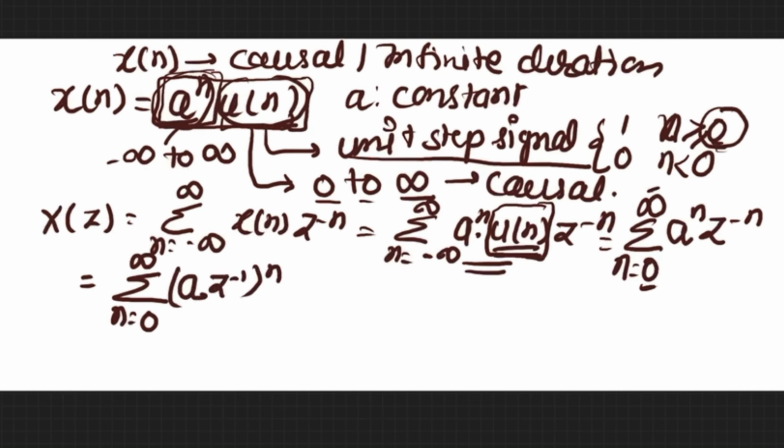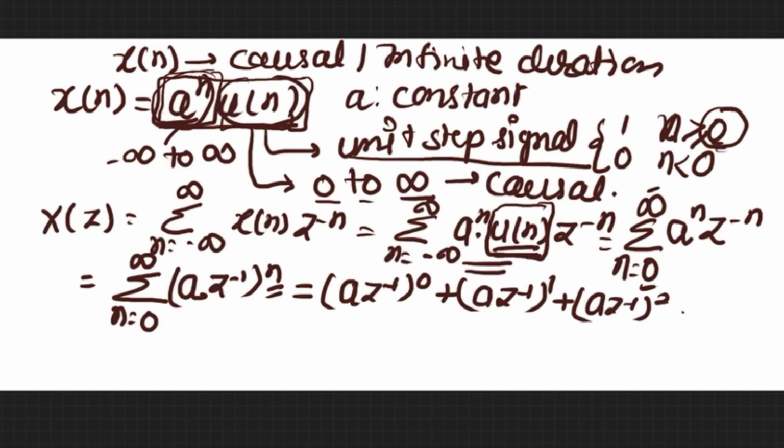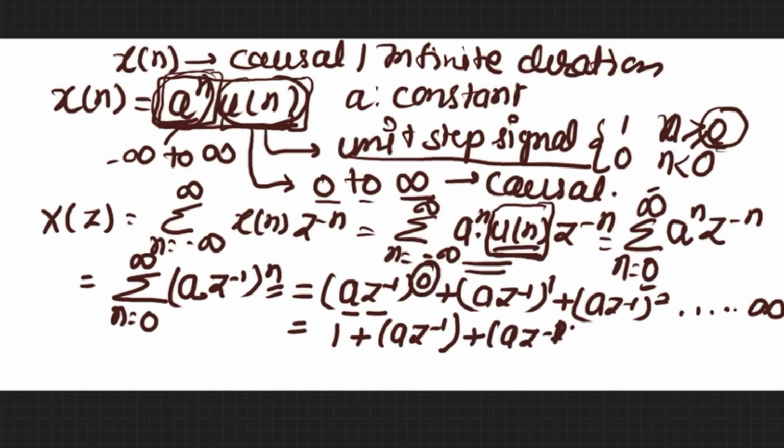Now, if we expand this signal for n equals 0, 1, 2 and so on. So for 0 we will get (a z inverse) to the power 0. For 1 we will get (a z inverse) to the power 1. For 2, (a z inverse) to the power 2, and so on. Up to where? Up to infinity. So we will get a series like this. If we simplify this series, then (a z inverse) to the power 0 means 1, plus a z inverse, plus (a z inverse) squared, up to infinity. We will get a series like this. So we are writing it as equation number 1.